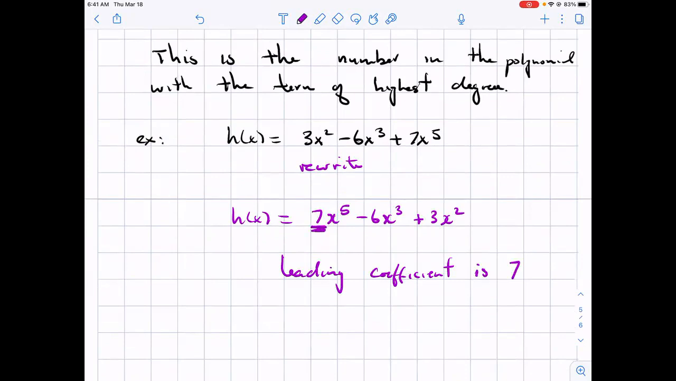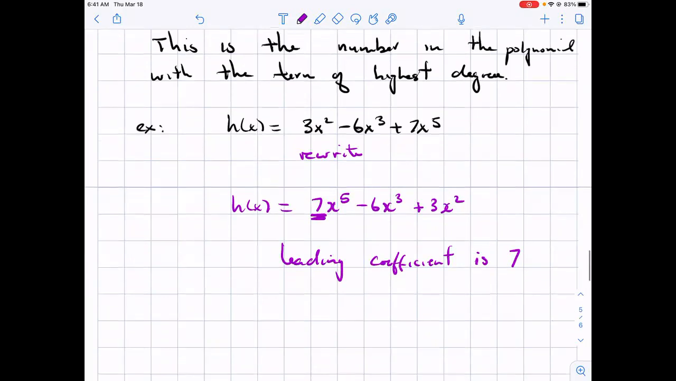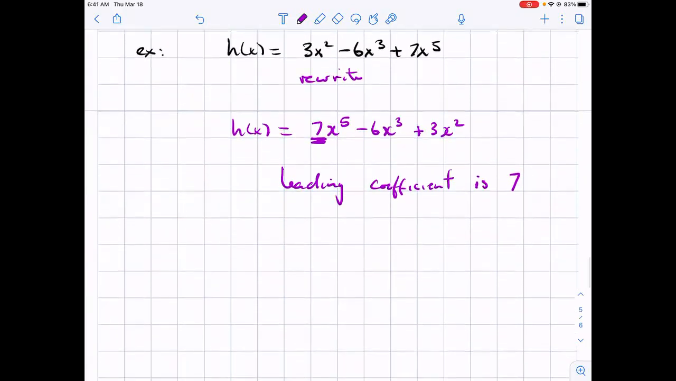Now, the leading coefficient has a very important role in the shape of the graph. So now we can look at what is called the leading coefficient test.